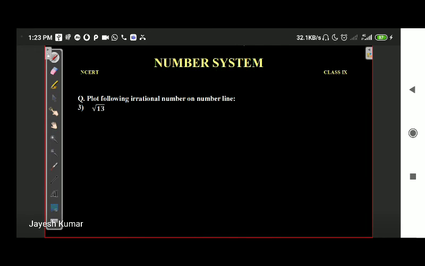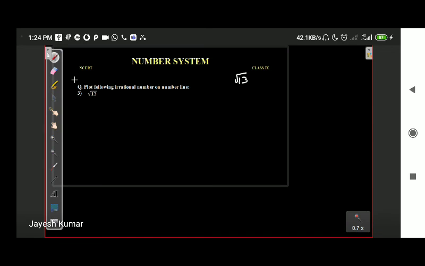Okay, next we have to plot under root 13. So how do we plot under root 13? Once again, a bit of the concept. You find out the perfect square just below 13. The perfect square below 13 is 9, and the square root of 9 is 3.